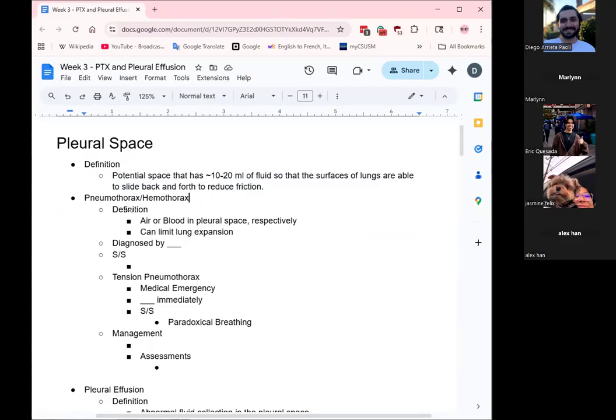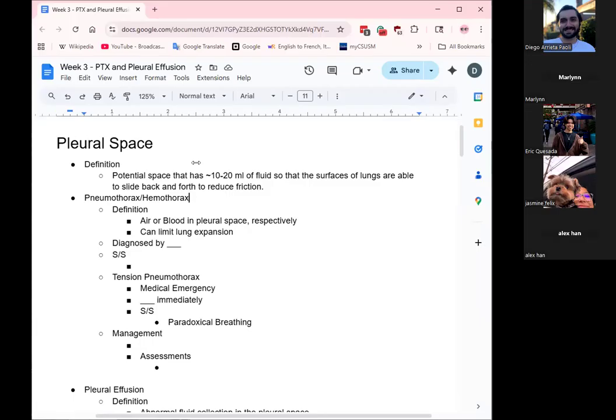So pleural space is this little space in between the lungs that allows it to reduce the friction. When there's breathing involved, it helps to reduce some of the friction because your lungs are inflating and deflating, so that creates some friction. And the purpose is just as a way to reduce some of that and not cause any damage.